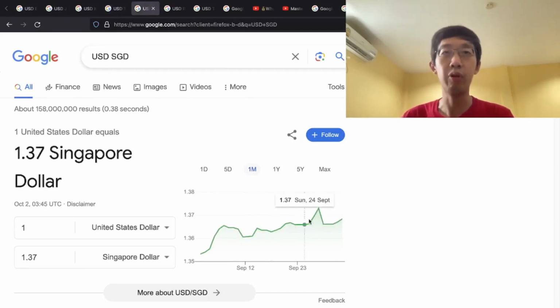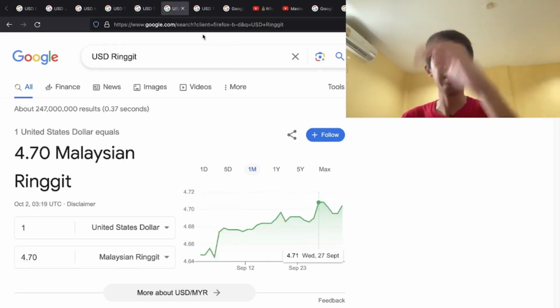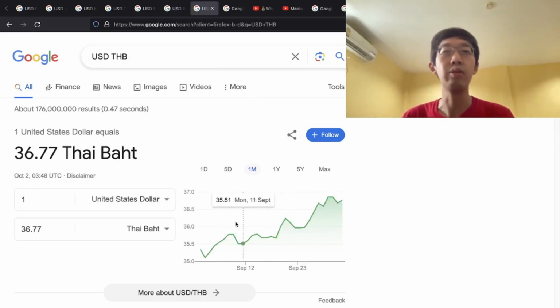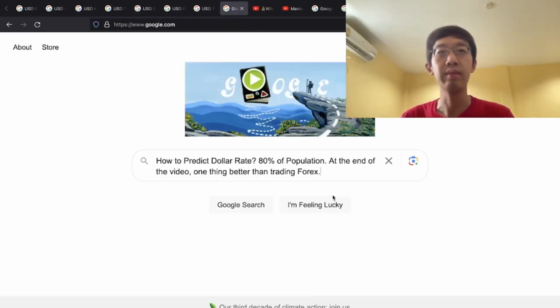Also against Singapore dollars. Malaysian ringgit, US dollar went up. And Thai baht, US dollar went up as well. So if you are Americans, it's good to travel around the world because you have US dollars.